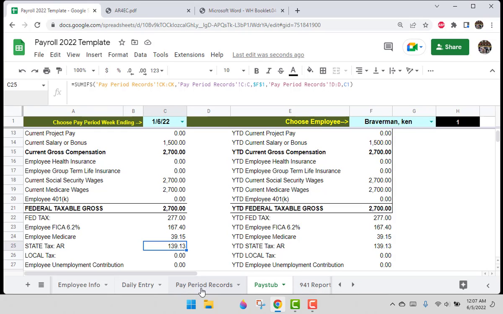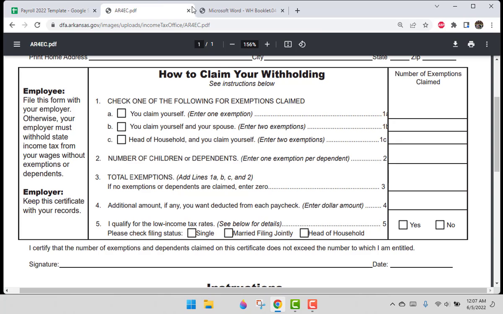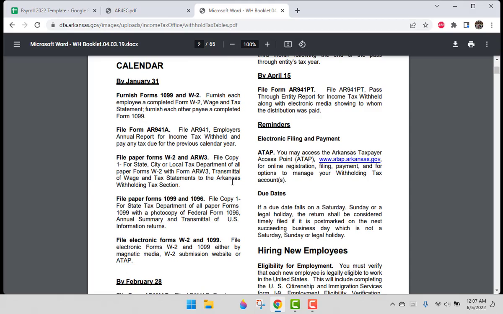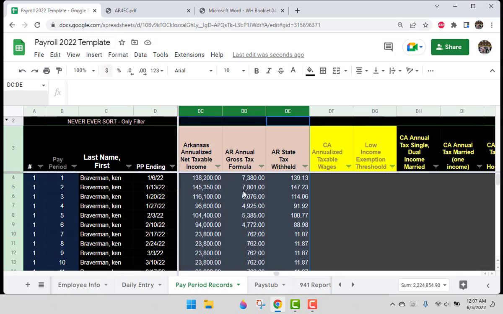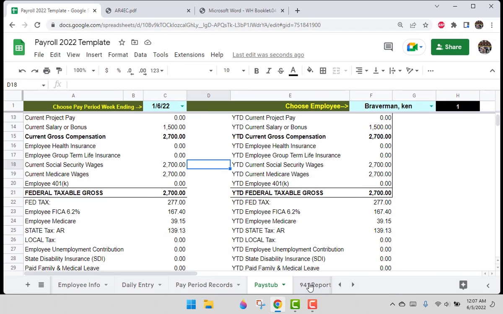So yeah, that's Arkansas. Pretty simple formula. These are the links to the forms. You just have a pretty simple AR4EC form, and then you could go through all these formulas, or you could just copy them from the Google Sheet because it's working. So that is payroll in Excel, Arkansas business.